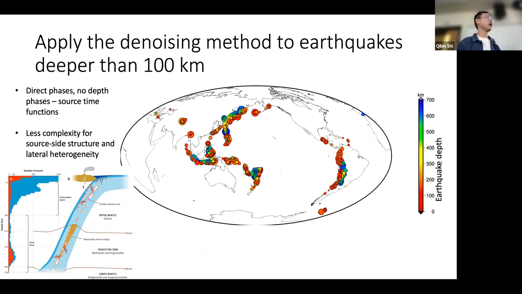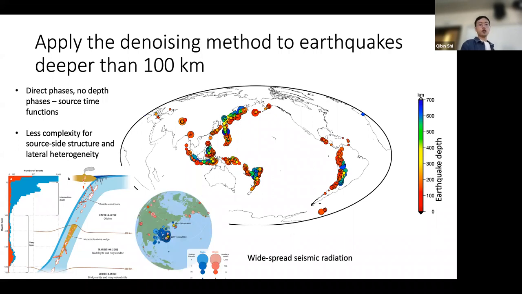And the second reason is that the seismic waves of deep earthquakes travel down and then travel up to our stations. So it doesn't have a very complex source side structure because it's deep, although the slab structure may be complex, but it's much simpler than shallow earthquakes, for example, in the shallow subduction zone. So these are two main reasons.